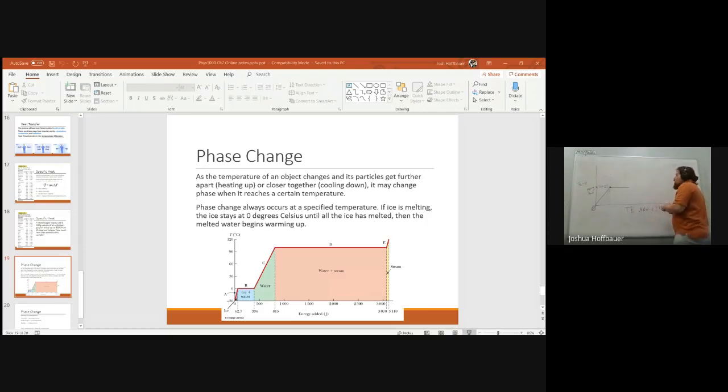Only once all of the ice has melted, then if you keep adding thermal energy, its temperature will resume rising. But at that point, you don't have ice anymore. Now you have the liquid state.